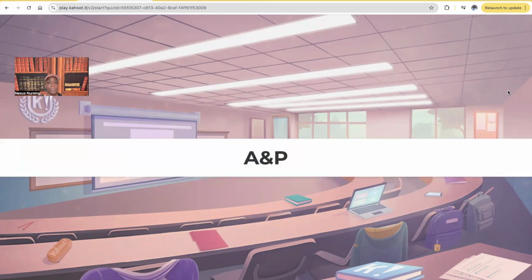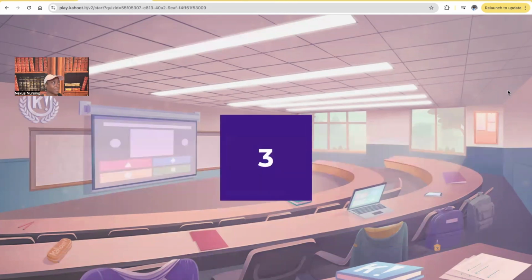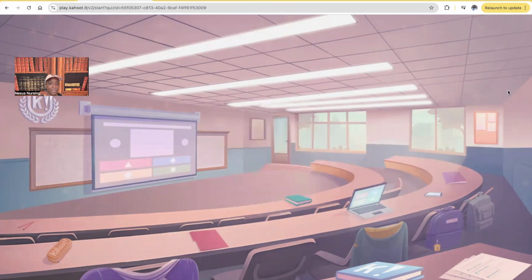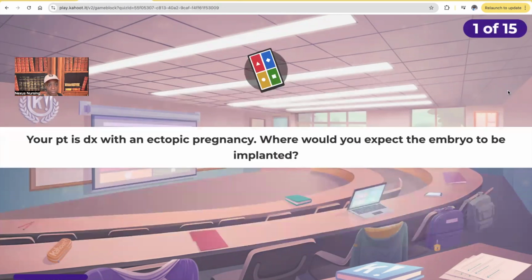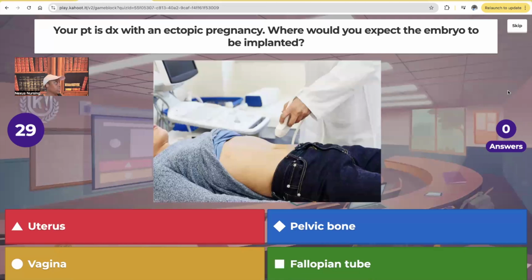A and P. Okay, first question. Your patient's diagnosed with an ectopic pregnancy. Where would you expect the embryo to be implanted? Would it be the uterus? Would it be the pelvic bone? Would it be the vagina? Or would it be the fallopian tube? Your patient's diagnosed with an ectopic pregnancy. Where would you expect that embryo to be implanted?